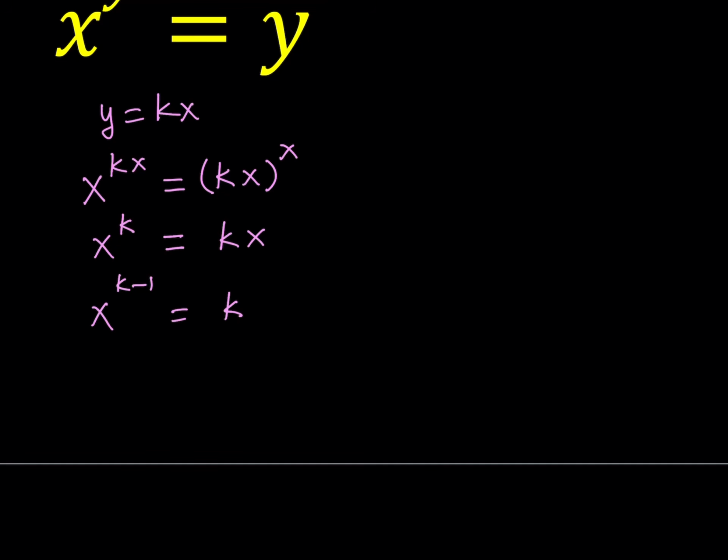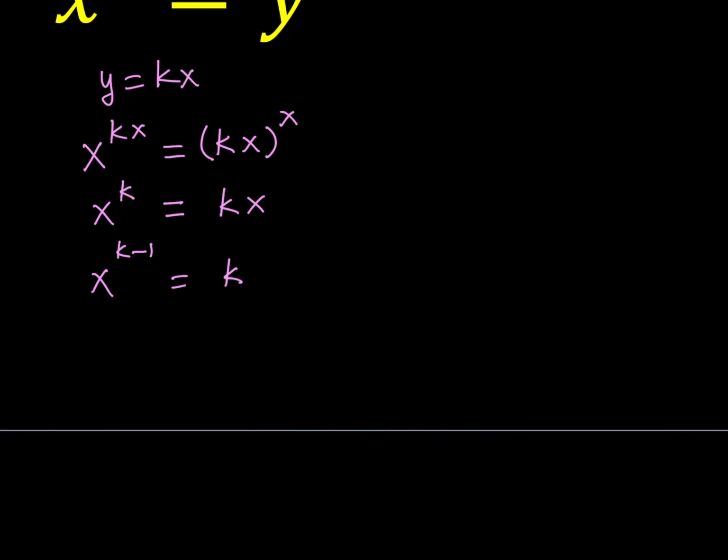You can think of k as a constant for now. It's kind of like a variable, but kind of like a constant as well, sort of like a parameter, maybe, is probably the right word. But anyways, I'm trying to solve for x first. So let's go ahead and raise both sides to the power of 1 over k minus 1. That's going to give me x equals k to the power 1 over k minus 1.